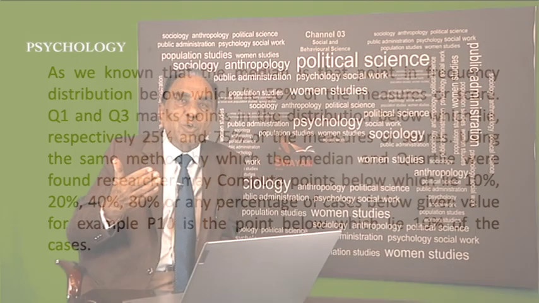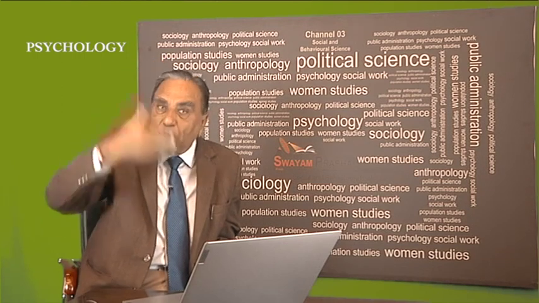Now, if I want the value above and below which 50% of cases lie, we talk about the median. We can talk about the quartile when we say 25%, but I do not want 50%. Suppose I ask you, in a frequency distribution, the score above which 90% and below which 10% of cases lie, or 80% above and 20% below. For that purpose, we calculate the statistic which is called the percentile.